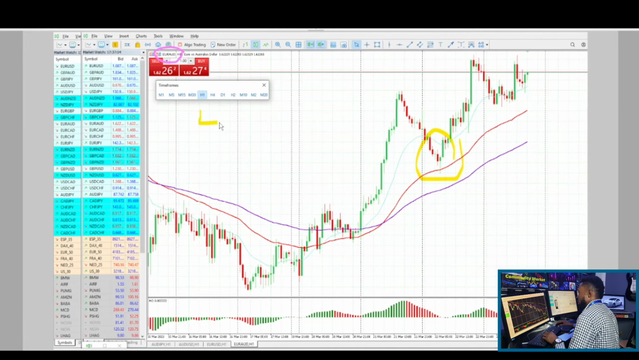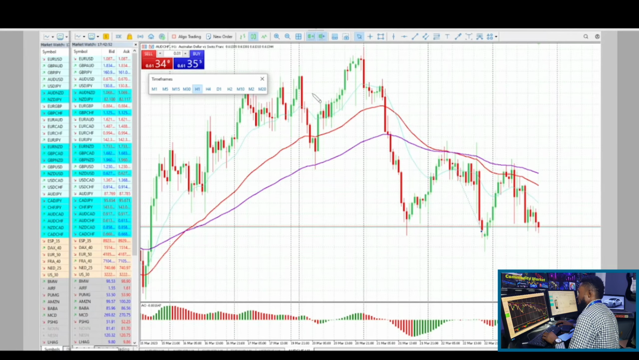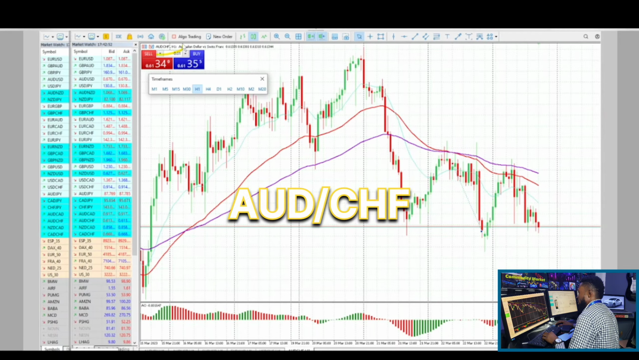So we've taken 2 trades. We opened 4 charts, we've taken 2 trades, and on 1 there was no trade. Let's see the last chart. One of the last charts we are looking at on the currency strength meter was the AUD/CHF. As you can see, AUD was the strongest, and the market was about to trend downwards.